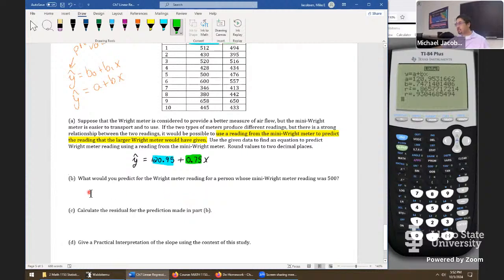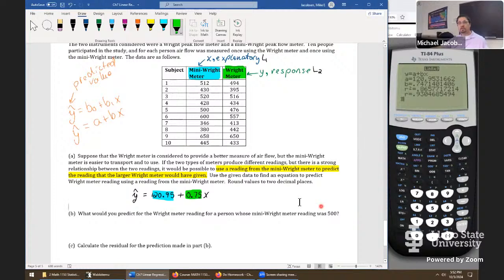Next question they ask us then is, what would you predict for the right meter reading for a person whose mini right meter reading, sorry, it's a tongue twister, that was 500. So we're imagining someone used the mini device, which is not as accurate. The person tested at 500. I'm not sure on the unit there. We just want to know if we used the actual bigger device, the right meter, what would it have been? We don't know, but we can make a prediction using that equation right here. Any questions first, folks, before we try this one out?